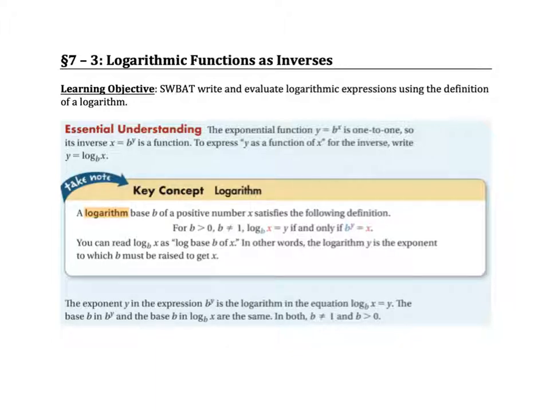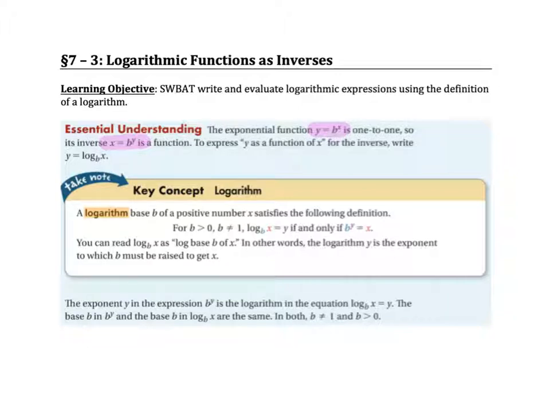So remember, right here, y equals b to the x, that's an exponential function. Remember, to find the inverse, you'd exchange the x and the y, and then you would solve. So you would get x equals b to the y. Now that is a logarithmic function right there. All right, so when it's written y equals b to the x, that's exponential, and x equals b to the y is logarithmic.